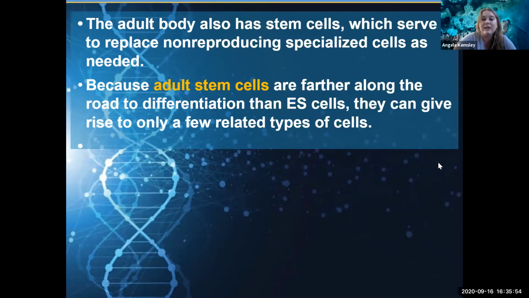But because adult stem cells are farther along the road to differentiation, they can give rise to only a few related types of cells. So that's why you see a lot of parents saving stem cells from their babies, because the earlier that you get them, the more able to differentiate they are. Basically, the later you wait, the fewer types of differentiation they're able to do, the fewer types of cells they're able to turn into.